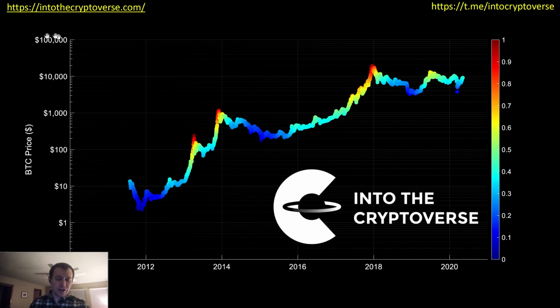So again, we're looking at the price of Bitcoin on the primary y-axis. This is a logarithmic scale, so note that each move from one major tick to the next major tick is 10x. Just let that settle in if you're unfamiliar with a logarithmic scale. And on the x-axis we have time, and then it's color coded based off the risk metric, which is not currently published, but there is access to it if you become a premium subscriber.